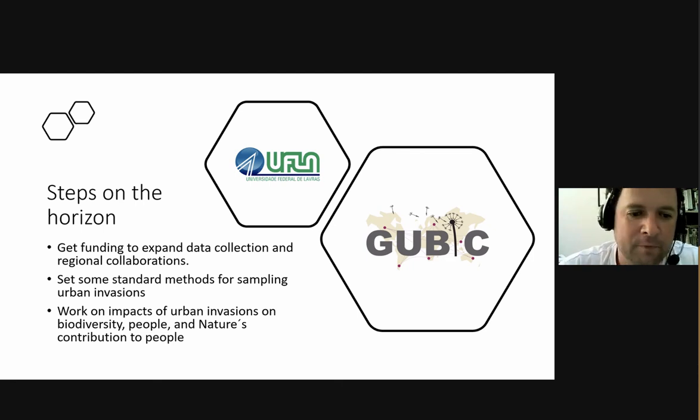Wish me luck. I'm also very keen for us to come up with a standard method for sampling urban invasions. And I think that would be really important and positive for GUBIC, to have similar strategies for collecting data and sampling, so that we can directly compare results. And in terms of subjects of research, I'm really keen to keep working on impacts of urban invasions on biodiversity, people, and nature's contribution to people.